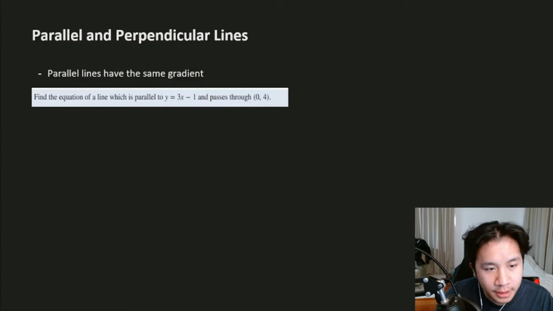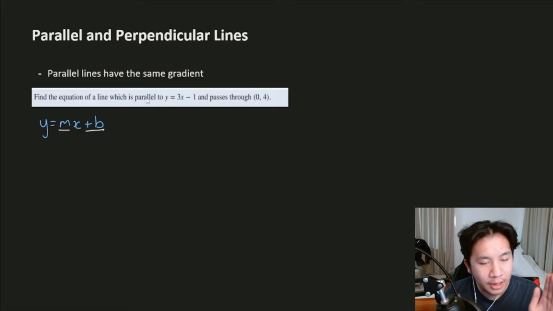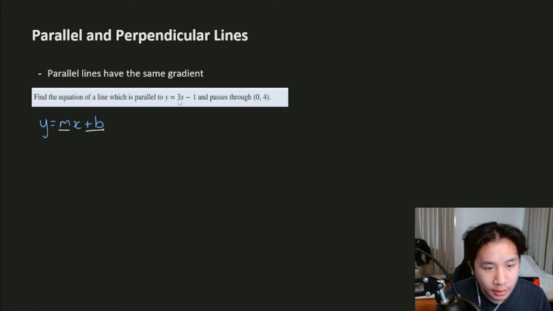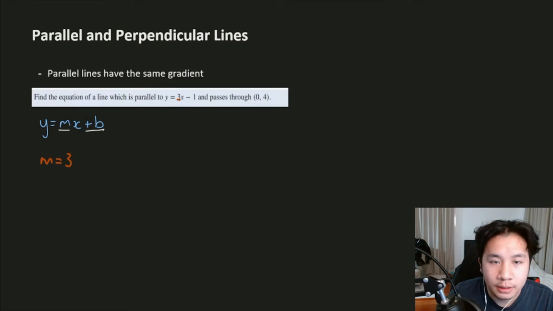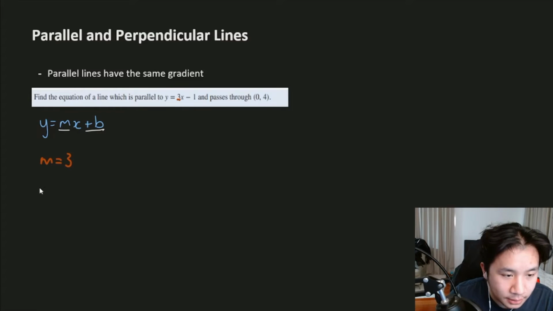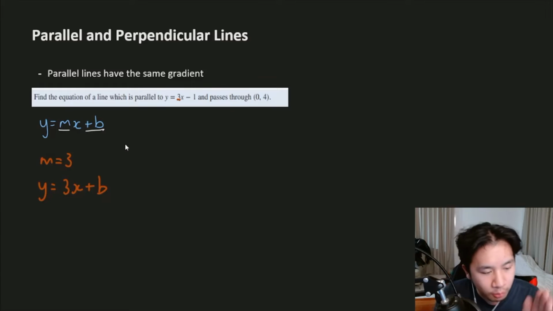Here it says, find the equation of a line which is parallel to y equals 3x minus 1 and passes through (0, 4). If you don't know what this is, m stands for gradient and b stands for the y-intercept. In this question, I know that parallel lines must have the same gradient. Since this gradient right here is 3, m is going to be equal to 3. So what we have right now is y equals 3x plus b. Now, we're not done here because we need to figure out what b is.